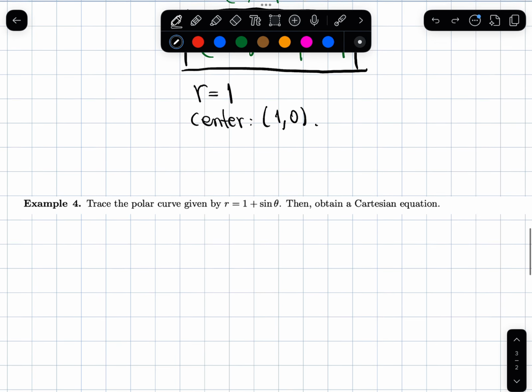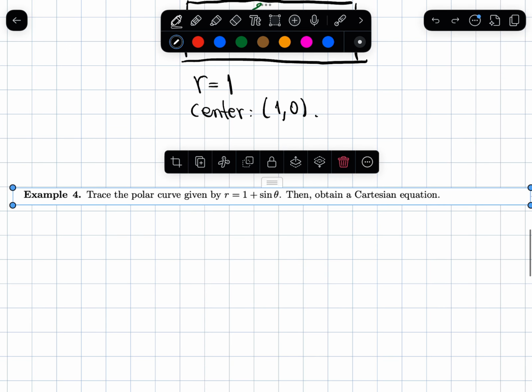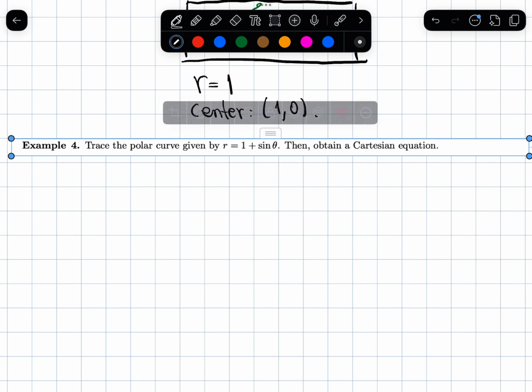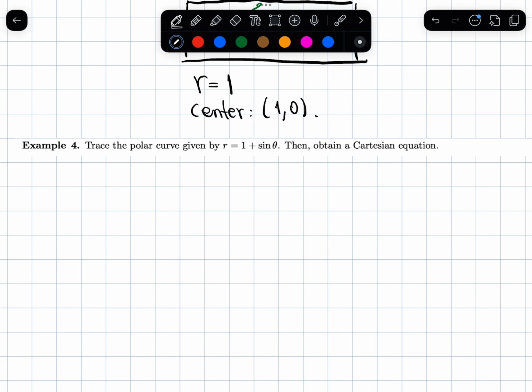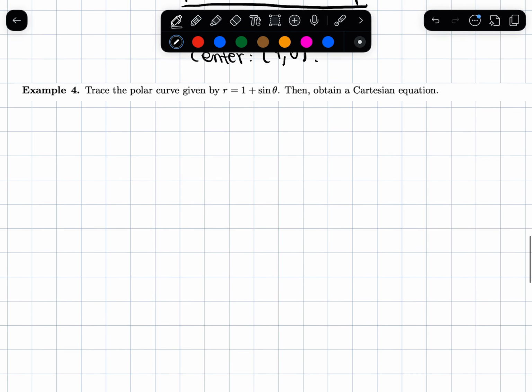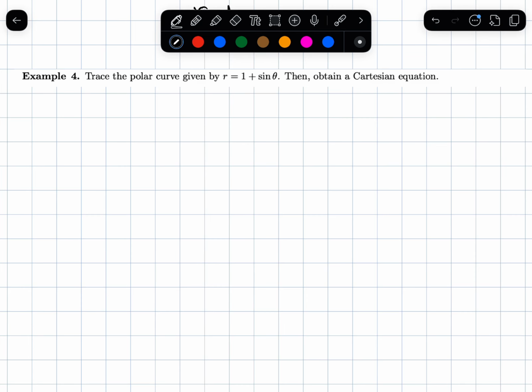So sometimes things get a little bit more complicated than this. Take a second to read this problem. You're going to see, first of all, that the wording is slightly off. It doesn't say use the Cartesian equation to confirm your graph. So that's not going to help us much. But we're still going to try and find a Cartesian equation if we can for this.